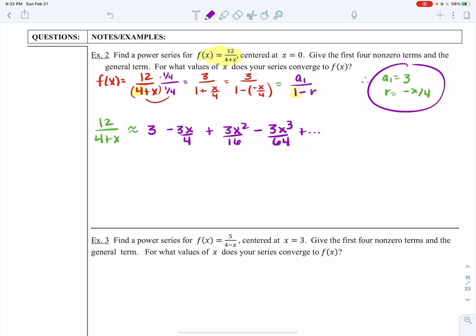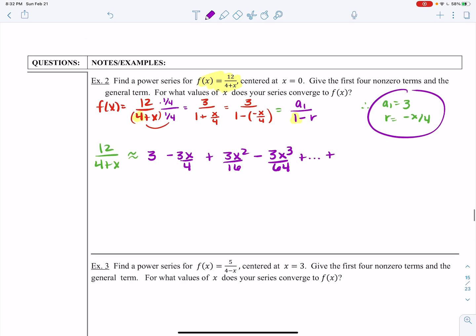And what's happening is, because this is geometric, remember that your geometric formula is a times r to the n, starting at 0, going to infinity. That means my first term is 3, times -x over 4 to the n, plus ... So remember, to get your next term, I'm multiplying by -x over 4, by -x over 4, by -x over 4, using that common ratio.